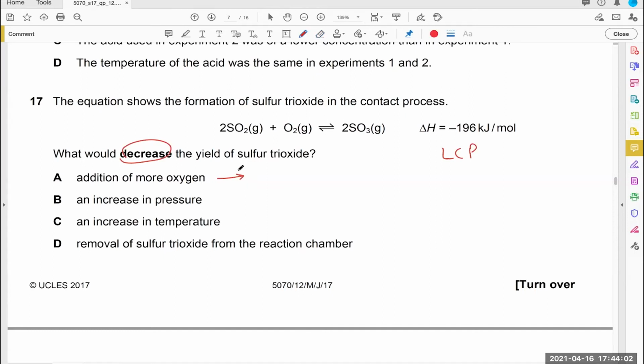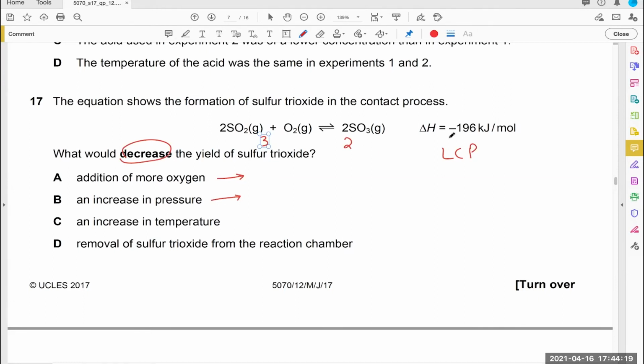An increase in pressure. On the left side, you have 3 moles of gas. On the right side, you have 2 moles of gas, which means that the more pressure you have, the faster it drives it towards the right. So this is again driving it forward, decrease in yield nahi ho sakta.